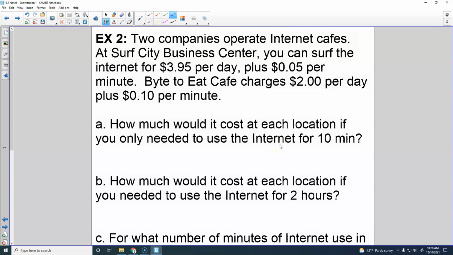How much would it cost at each location if you only need to use the internet for 10 minutes? Okay, so only for 10 minutes. Let's start with Surf City. You've got $3.95 plus 5 cents per minute. So I would be doing $3.95 plus I'd have to pay 5 cents for my 10 minutes that I would use the internet for. Okay, somebody type that into the calculator for me. What do we got? $4.45.